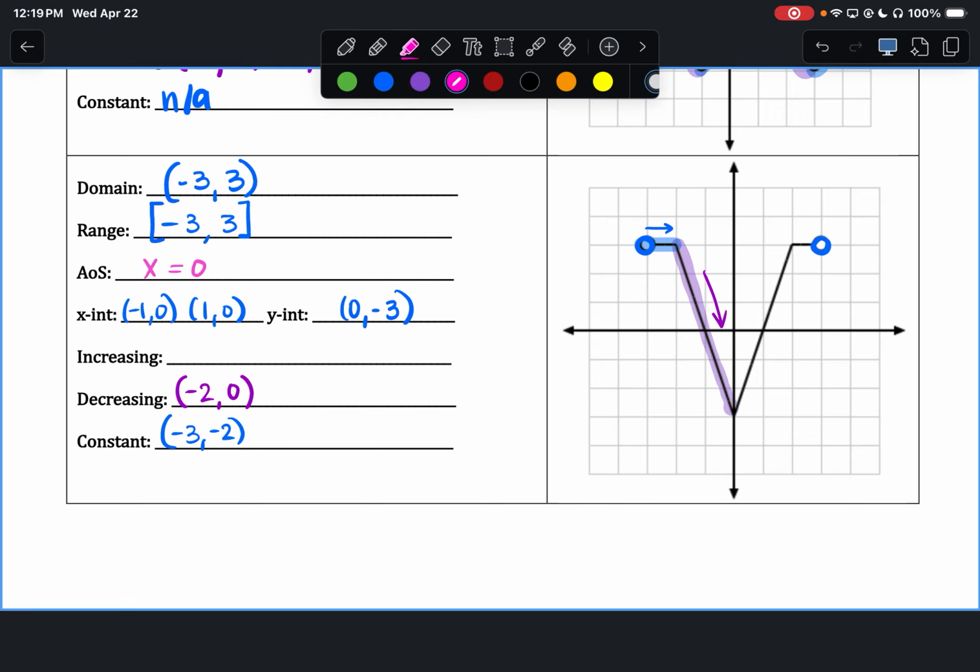For the next piece, what is it doing? Increasing. When does it start increasing? And when does it stop? Okay, then we have one last piece of our graph that does what? So when does that section start being constant? And when does it end? And what do I need to put between those two constant intervals? A U. Make sure we connect them.